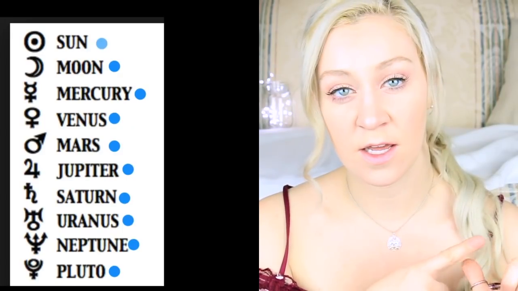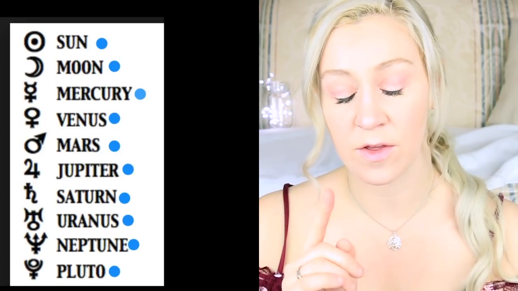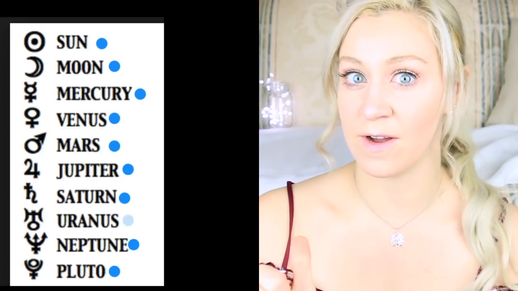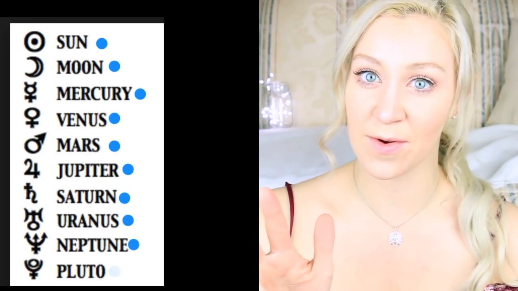Once you break it up into houses, the next thing you can look at is the planets. These planets are in glyphs and you just have to memorize which one means what. So you're going to have your sun, your moon, your Mercury, your Mars, your Venus, your Uranus, your Neptune, your Pluto, and your Saturn. And Jupiter. A little out of order, but those are the planets that you're going to be looking for in your chart.